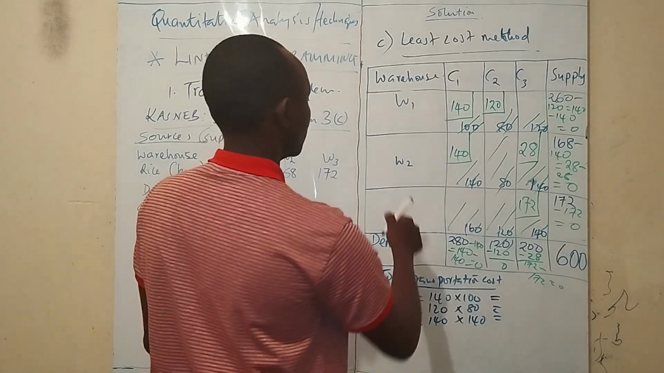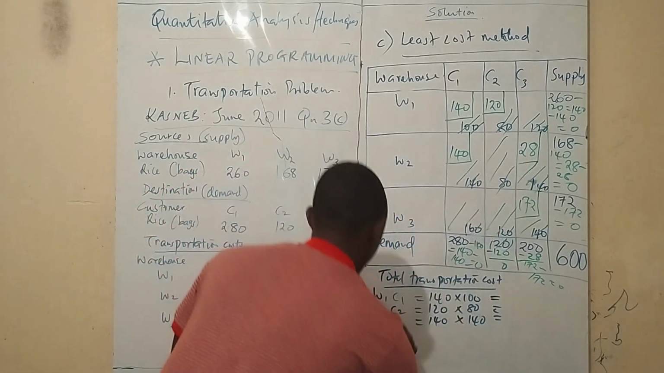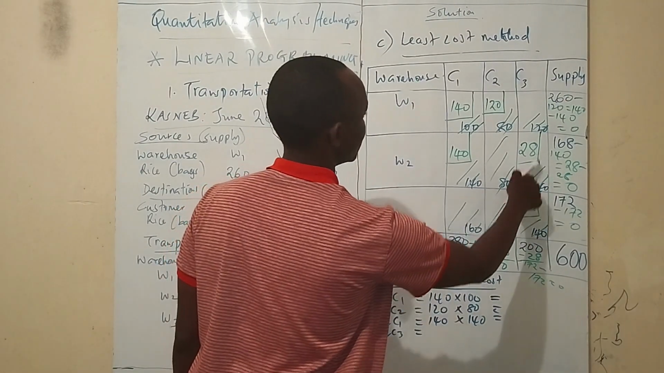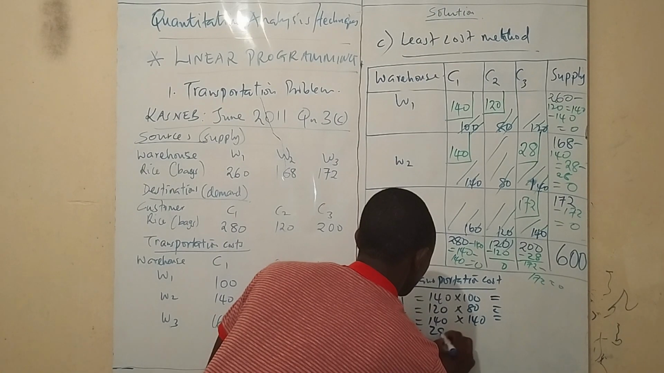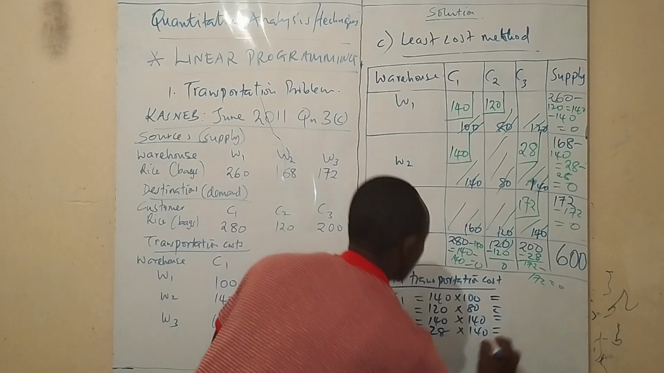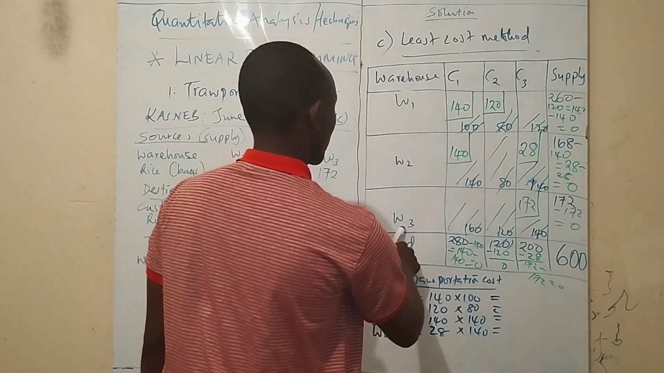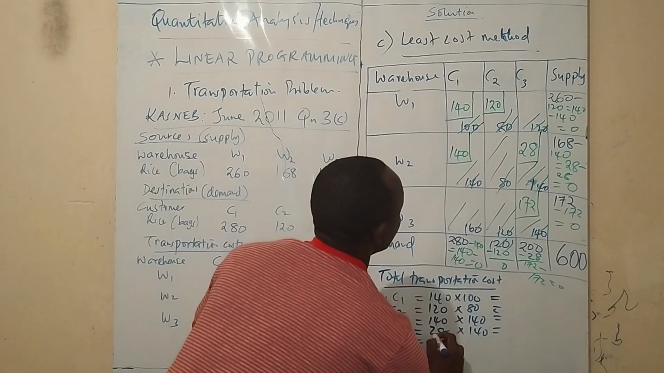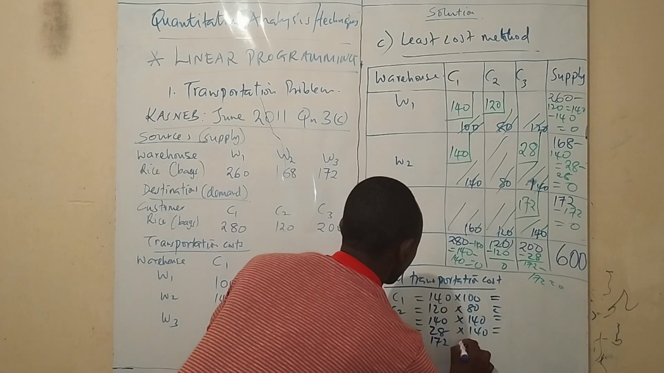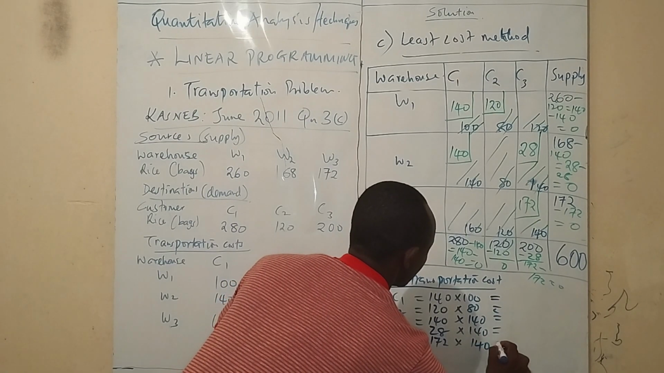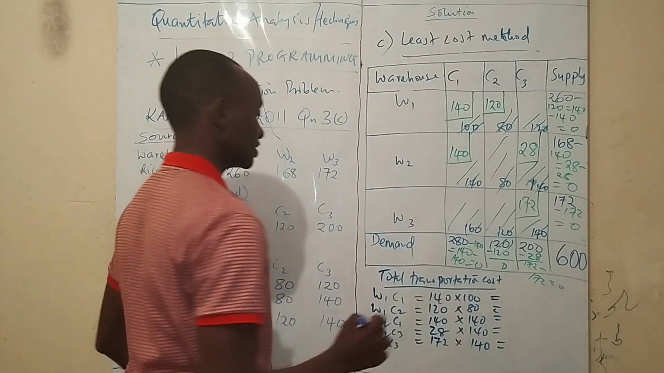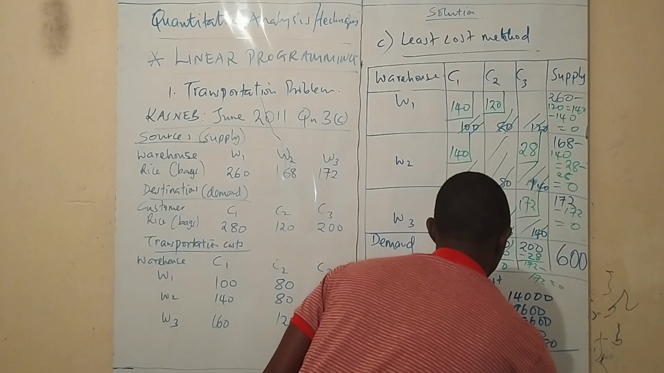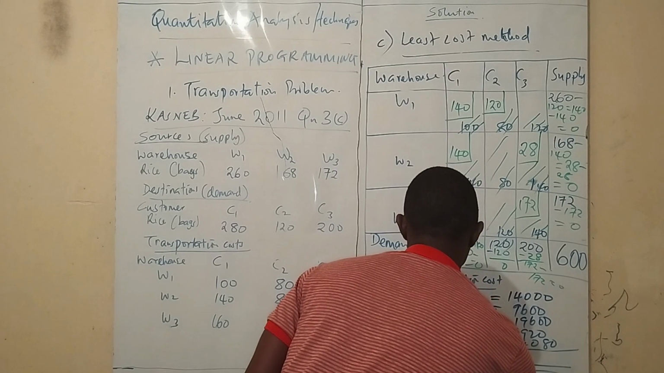And then next is warehouse 2, customer 3. Warehouse 2, customer 3 is 28 times 140. Then the last one is warehouse 3, customer 3 is 172 times 140, right? So this is 24,080, and then you add, yes, so that you get the total transportation cost.